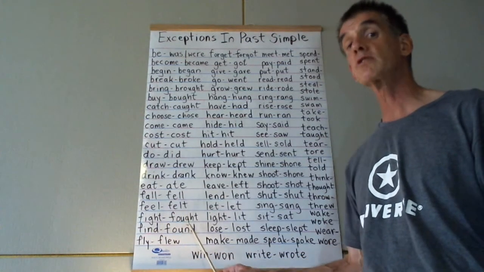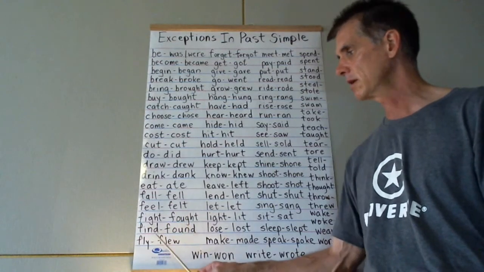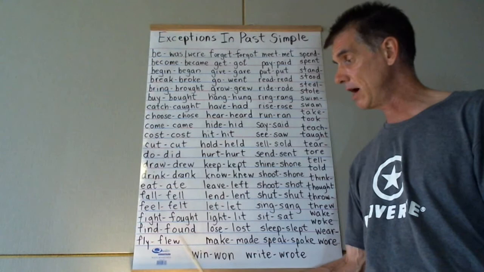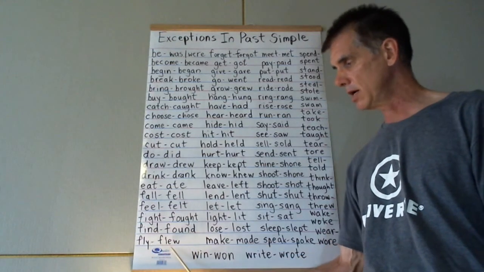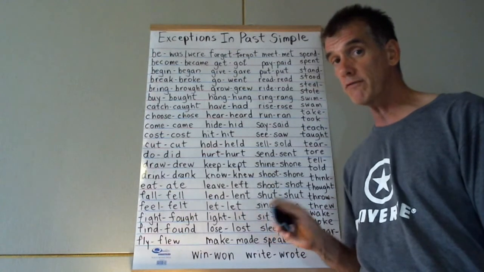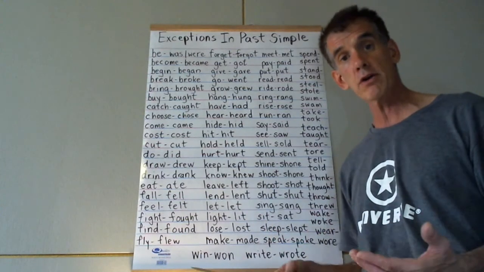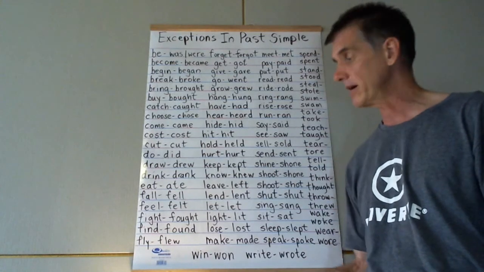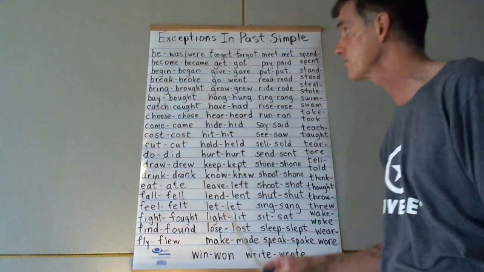Fight becomes fought. Find becomes found. Fly becomes flew. Again, these are all irregular verbs because they don't follow the pattern of just adding ed to the verb to form the past tense. So again, fly becomes flew.